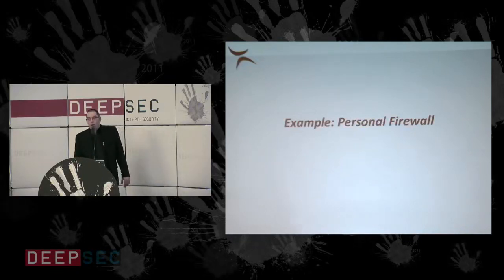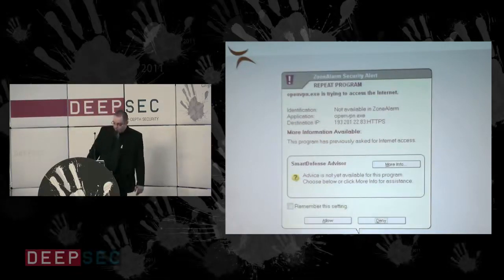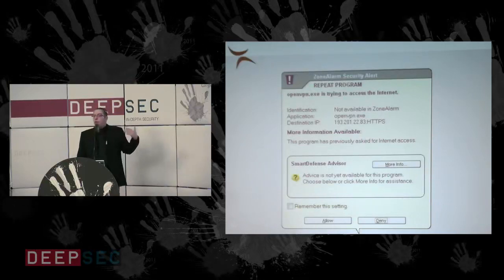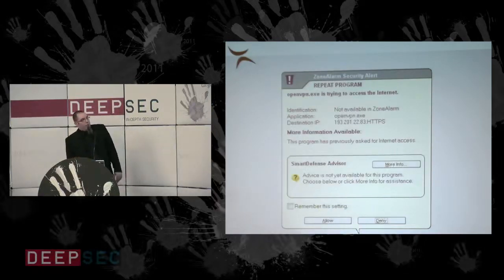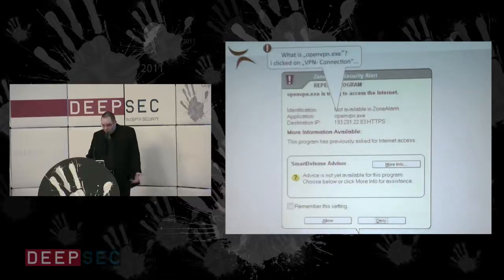Okay, now a small example. Maybe you know this neat little security technology. From a real end user's point of view, let's again talk about the Aunt Annes of the world. So my Aunt Anne is sitting in front of the computer and needs to connect to the VPN network. But when she sees such a screen, she thinks, what is openvpn.exe? Because she clicked on VPN connection. So there is no explicit relationship.